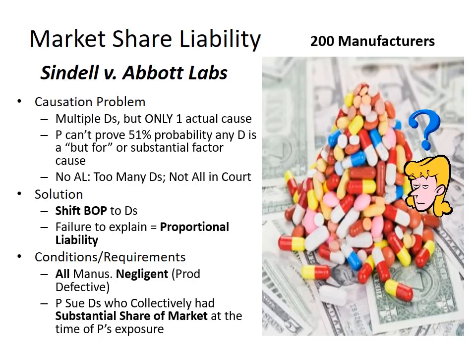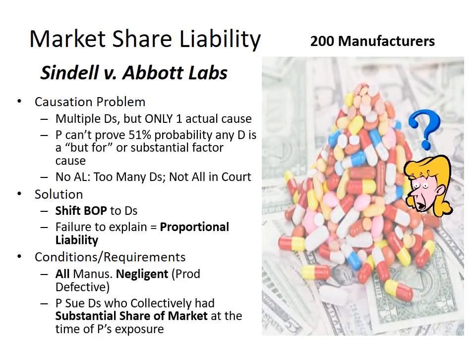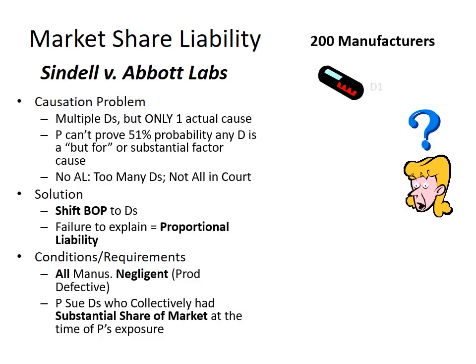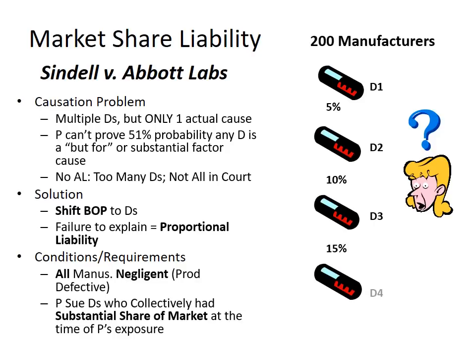If you were to interpret substantial as anything less than 51%, then you're not necessarily, more likely than not, going to get the wrongdoer. So let's do a modification of the facts here to see how we would apply the market share theory. Let's suppose that the plaintiff actually sues five defendants, and here's their percentage market share for each one. Let's suppose that defendant number one had 5% of the market. Defendant number two sold 10% of DES at the time that the plaintiff's mother took it. Defendant number three had 15% share of the market. And defendant number four had a 25% share.